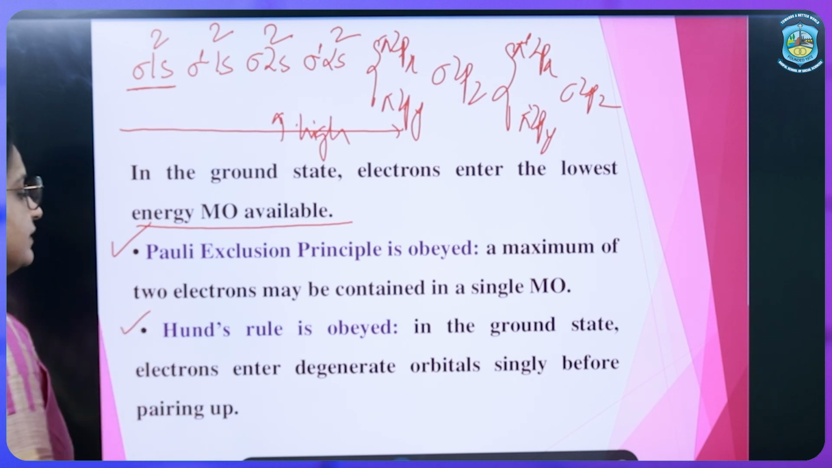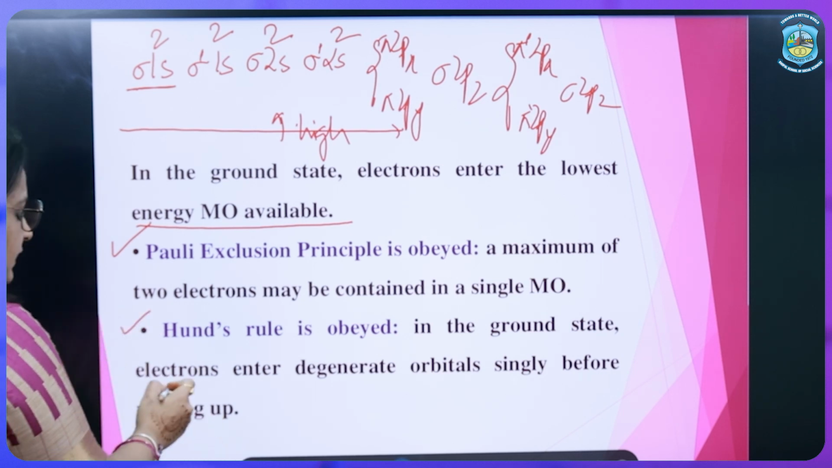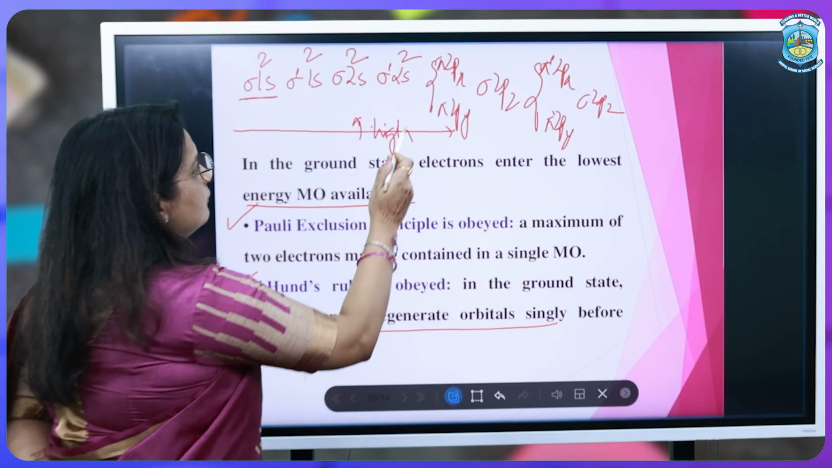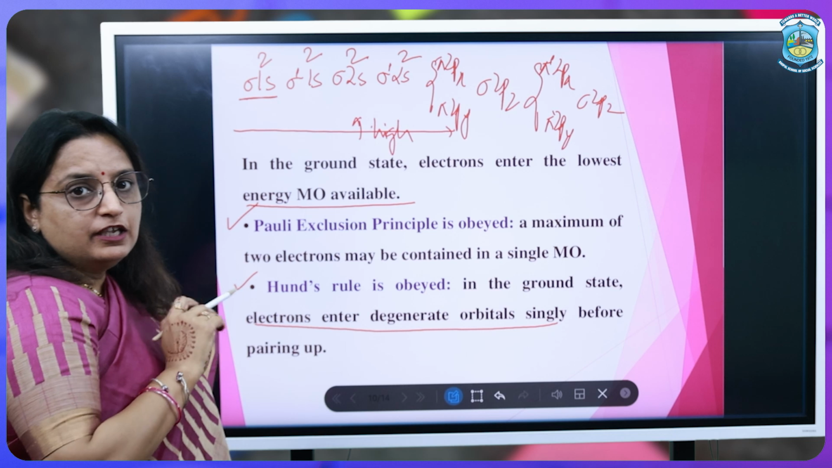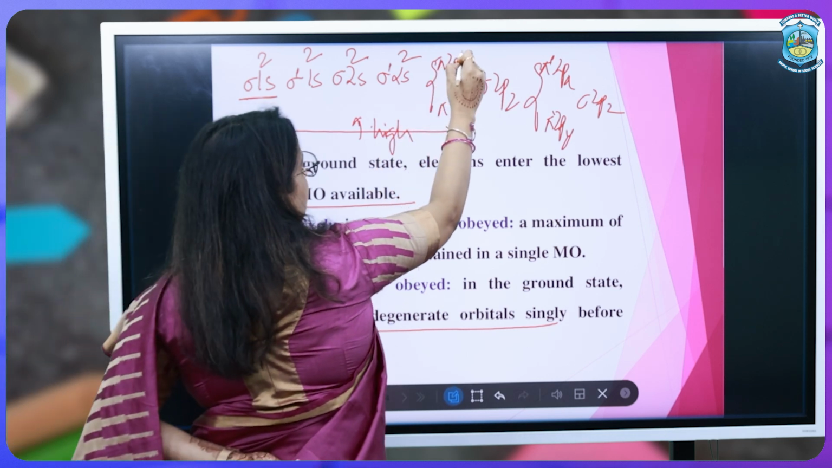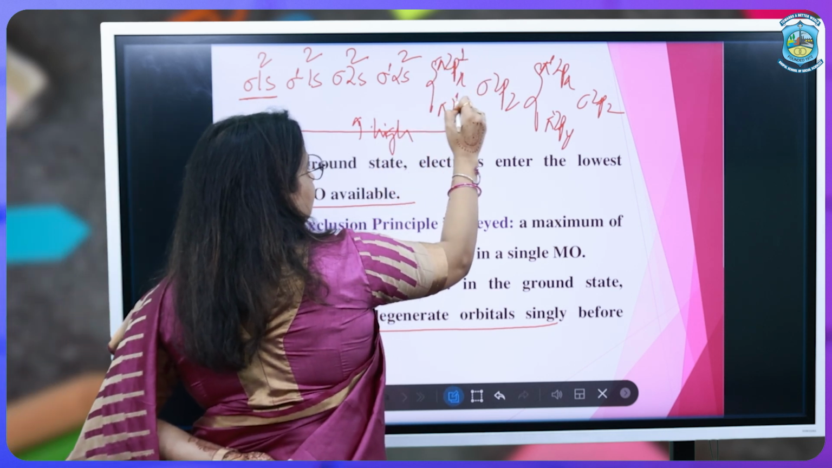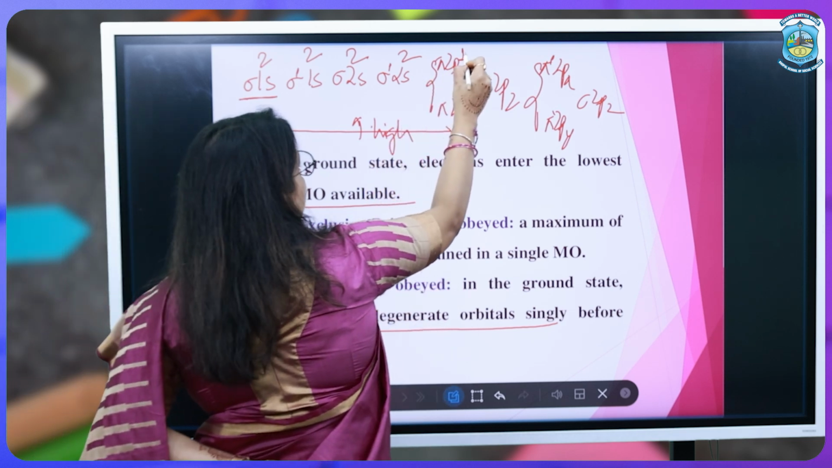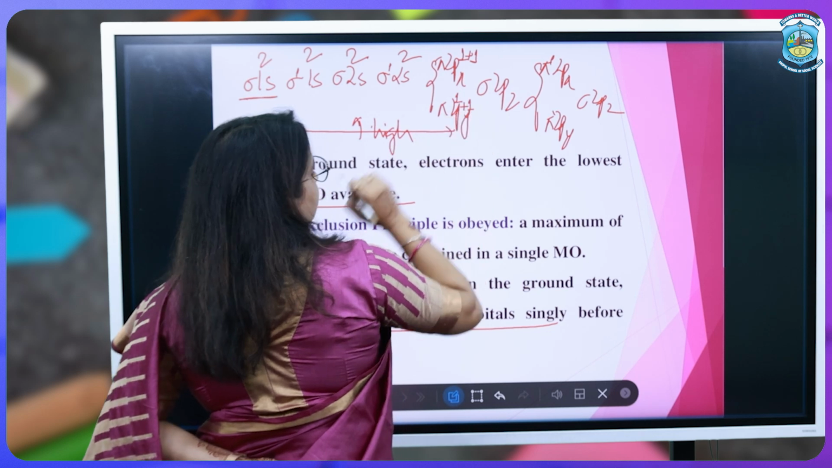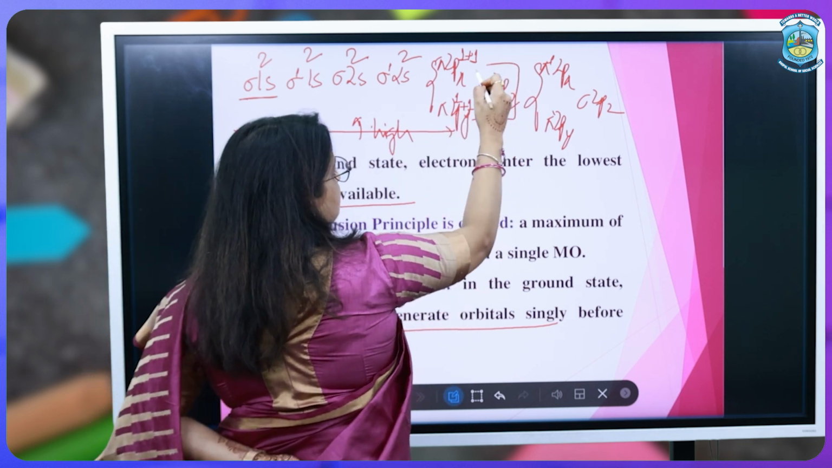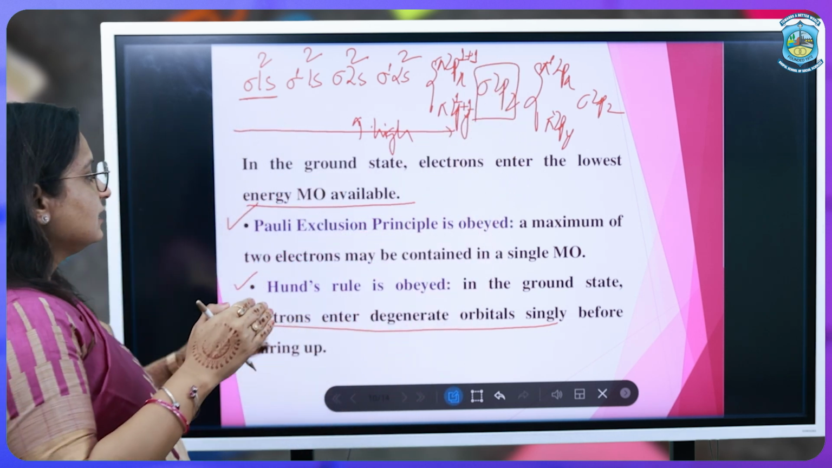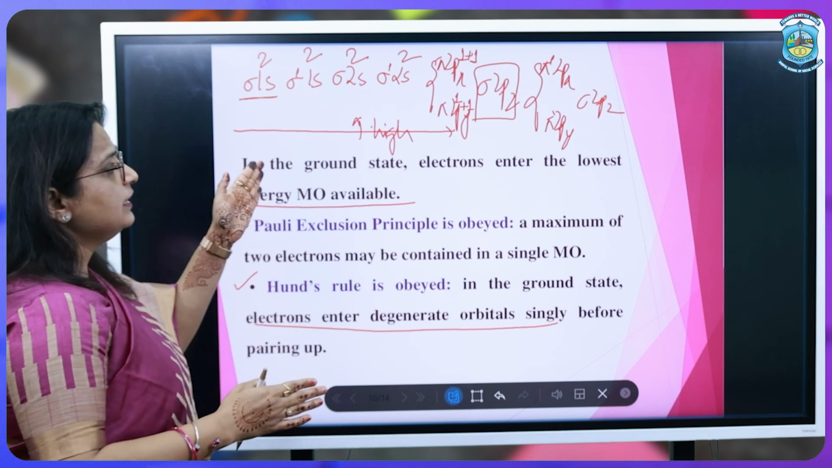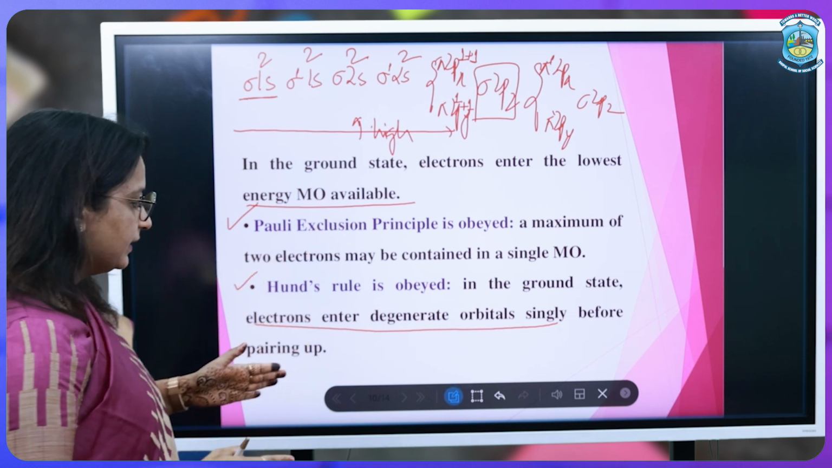Moving on to the third rule, which is Hund's rule, that in the ground state, electrons enter degenerate orbitals singly. For example, in the case of pi 2px and pi 2py, if I have two electrons, then first one electron will go to x, then another one will go to y. And if I am further left with some electrons, then they will first go to this one and then this one. Then only we'll fill the sigma 2pz orbital. So it is these three principles you have to remember while you are filling the electrons in the molecular orbitals.